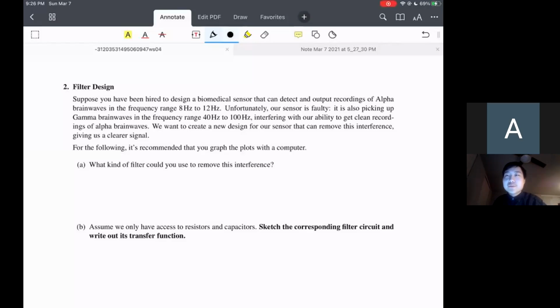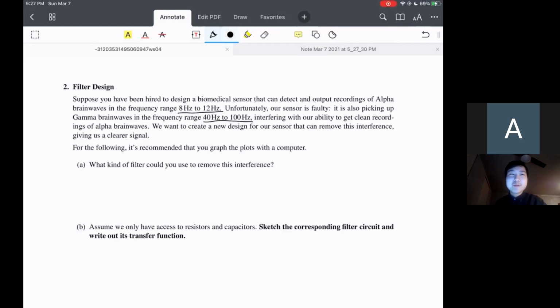So on the second question on the worksheet, we have a filter design. Suppose that we want to design a biomedical sensor that can detect and output recordings of alpha brainwaves in the frequency range 8 Hz to 12 Hz. Unfortunately, it is also picking up gamma brainwaves in the frequency range 40 Hz to 100 Hz, interfering with our ability to get clean recordings of alpha brainwaves. So we want to create a new design for our sensor that can remove this interference, giving us a clear signal. This question really, from the appearance of it, just sounds like a filter question, right?